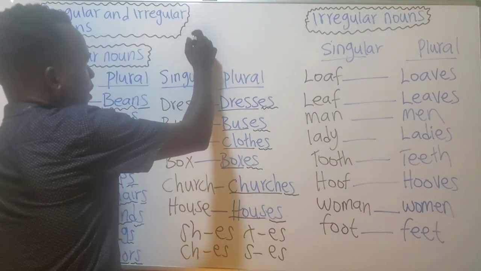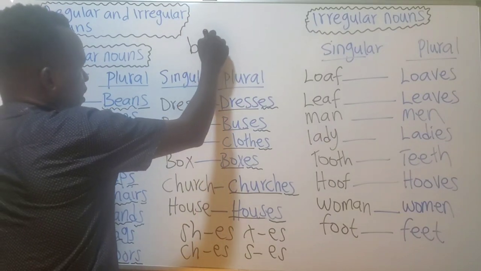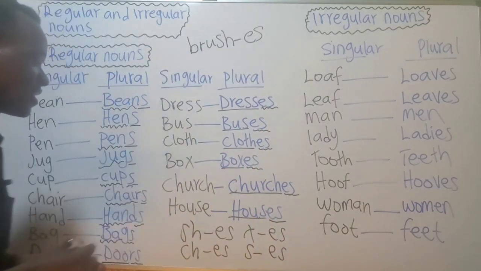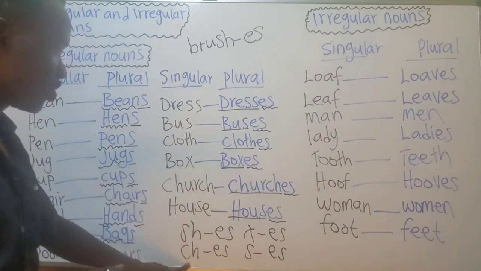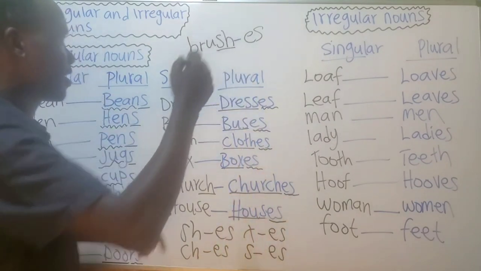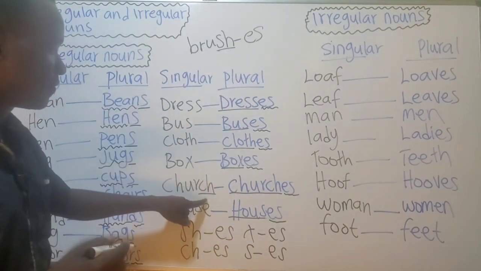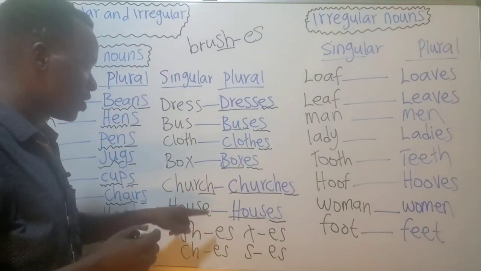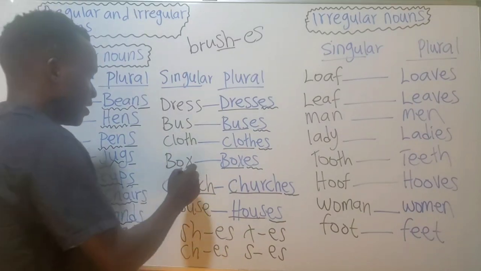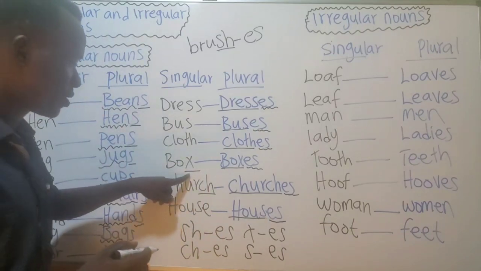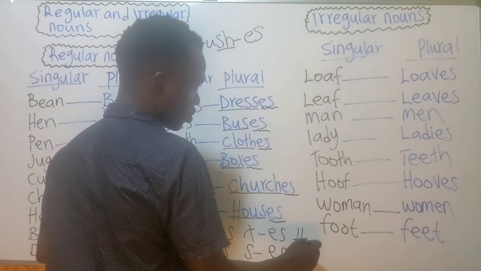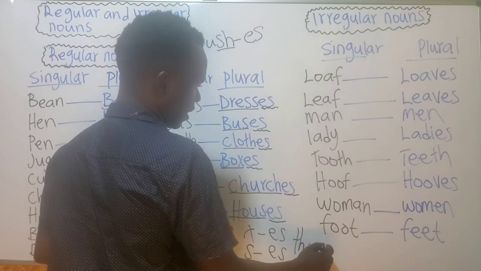For example, brush, okay? Brush. This one will take ES. It will become brushes. That is an example. Also, another example of CH. Here we have church. It ends with CH. Brush, brush ends with SH, ES. This one ends with CH. It will also take ES. If a verb ends with X, like this box, it will take ES. Also, when the verb ends with TH, it will also take ES, okay?